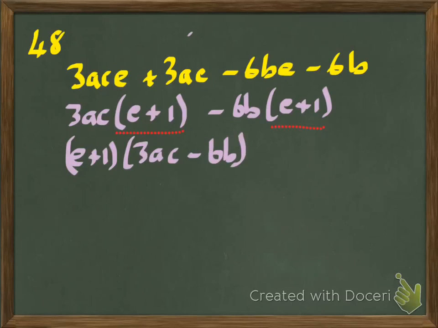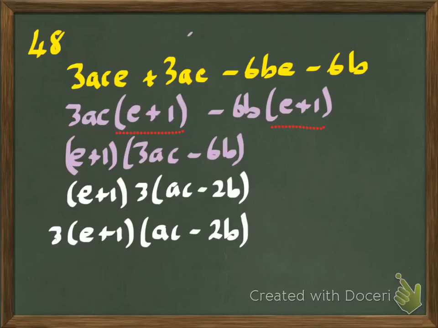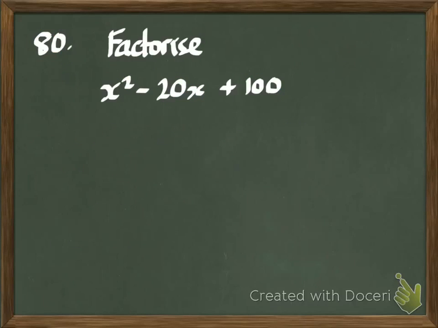Now I said that that was factorised fully. Is it? It's almost factorised fully. You've still got a 3 inside that bracket which you can take out. And there is the 3 taken out. We normally put the 3 right at the very front and the two brackets together. Now that's factorised fully. Here we're going to factorise this one.